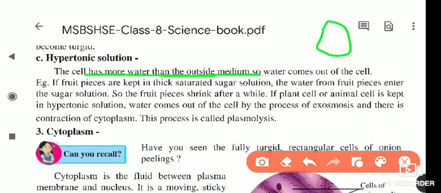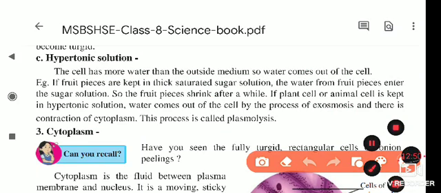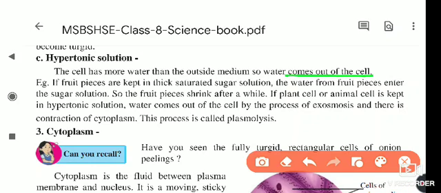So grapes are what? They are turgid. Okay, in that way, what happens? The outer environment has less water, and that's why when we are making raisins from the grapes, at that time water from the cell's body goes outside the cell, and this condition we can call a hypertonic solution. Okay, so the cell has more water than the outer medium, so water comes out of the cell.